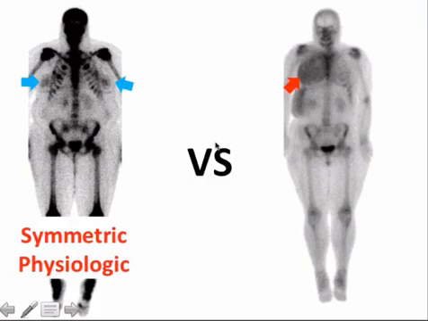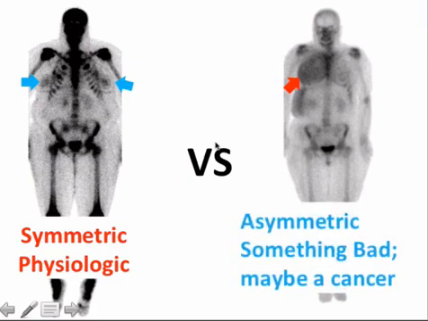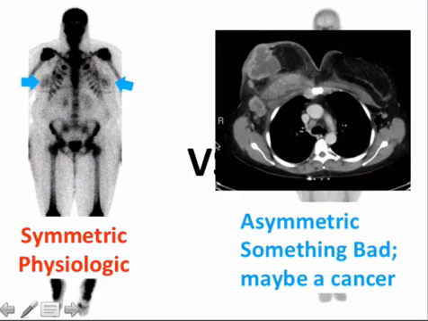So that's always abnormal. Symmetric physiologic breast uptake in a variety of scans can be normal if it's faint. Asymmetric focal uptake like this in the breast is not normal. That's something bad. So that could be mastitis, it could be an inflammatory breast cancer, or something really nasty like that, for example.